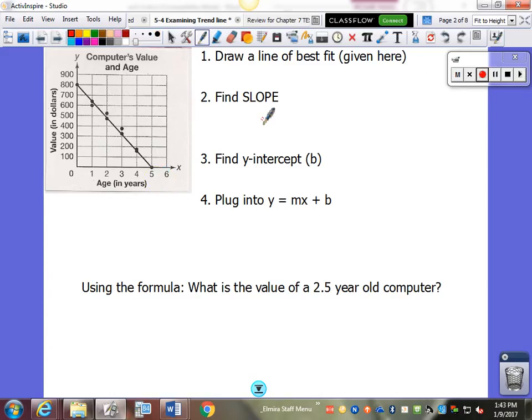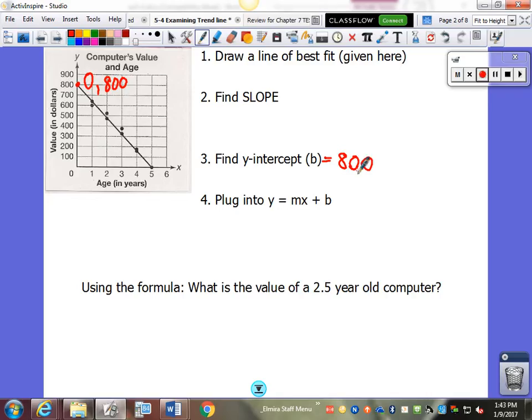Two, find the slope. This is what we did in class on Friday. You're going to pick 2 points, not dots. The 2 points you pick may be dots, they may not be. One of them should be your y-intercept. It's not that it has to be, but you have to find the y-intercept anyway, so you might as well use it.